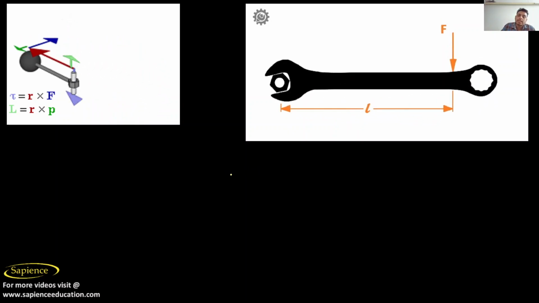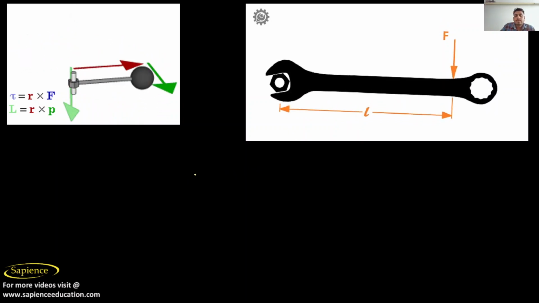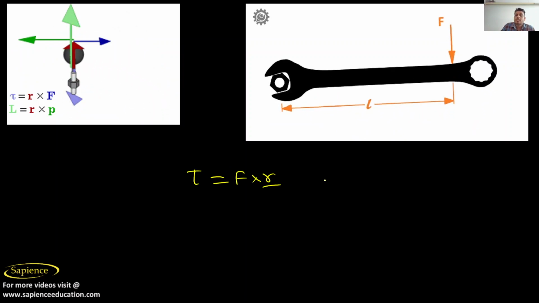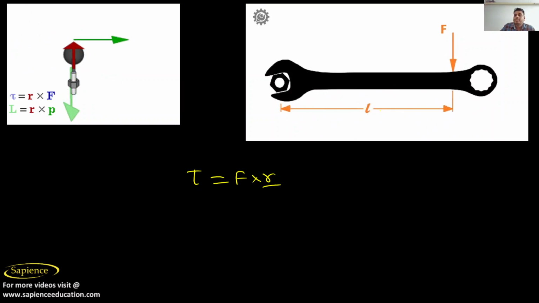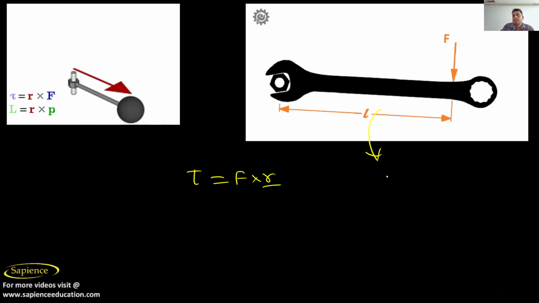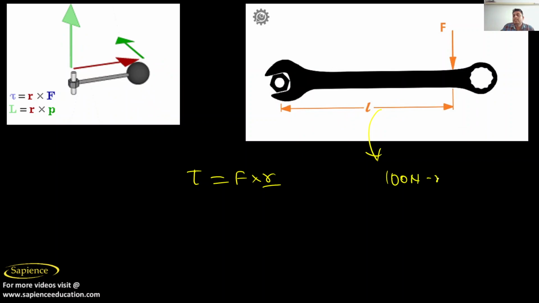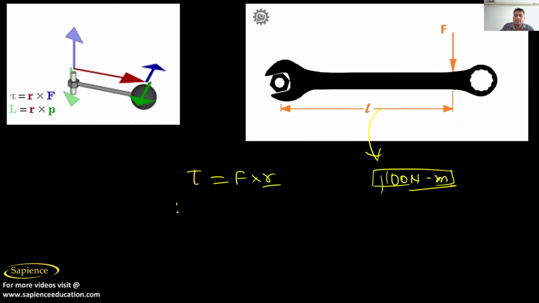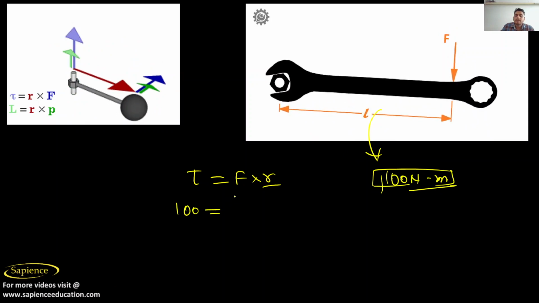Now I will tell you that torque is force times distance. For example, if this body requires 100 Newton meter of torque, how much force is needed? 100 Newton meter of torque.